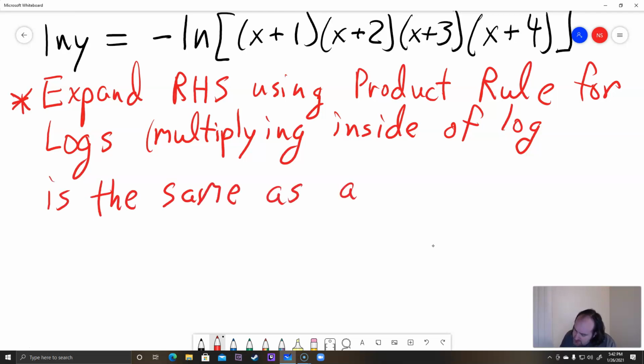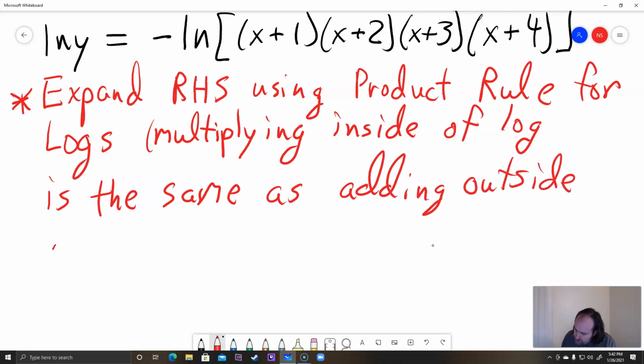It's the same as adding outside of your logarithm. So again, that's something that should ring a bell from pre-calculus. Here, because we have a minus out front, we're just going to keep the minus out front. But we're going to expand all these things multiplied together and write them as a sum of logarithms.